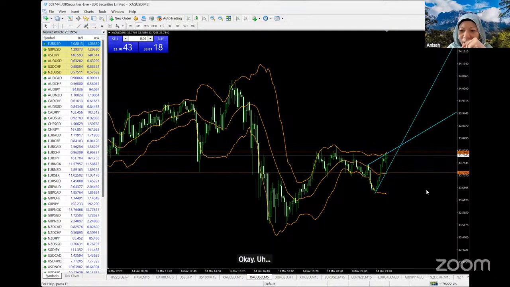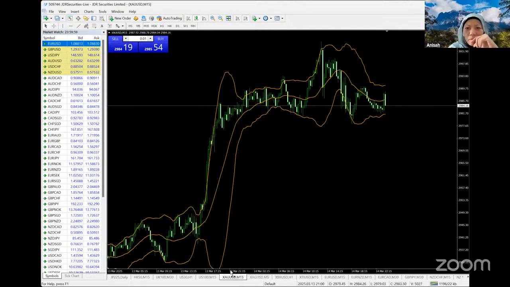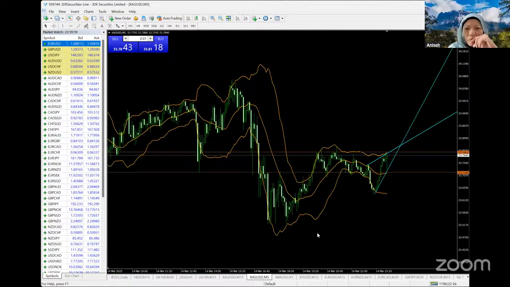Daniel is asking, is gold tied to silver? Say if gold hits 3,000, does silver also? They are in the metal group, so metals behave in a way together.